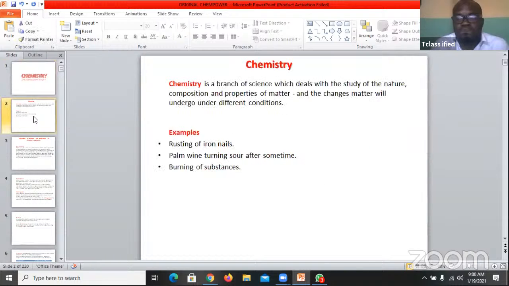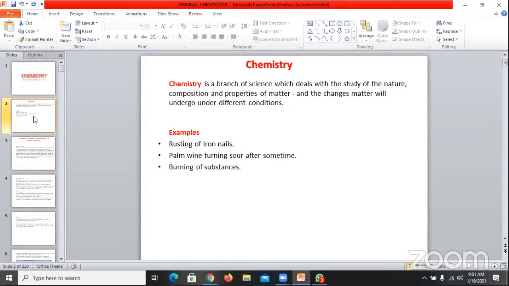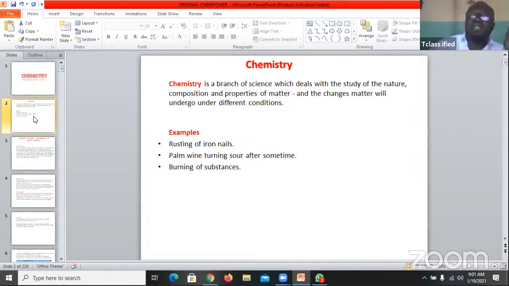Chemistry is the branch of science which deals with the study of the nature, composition, and property of matter, and the changes matter will undergo under different conditions. So in chemistry, you study what matter is made up of. Examples of matter are the drug you take, the iron, the plate you have in your house. Everything you have around you is matter. Anything that you can feel, that has weight. Like this object I'm holding, this is matter. It has weight, it can occupy space.